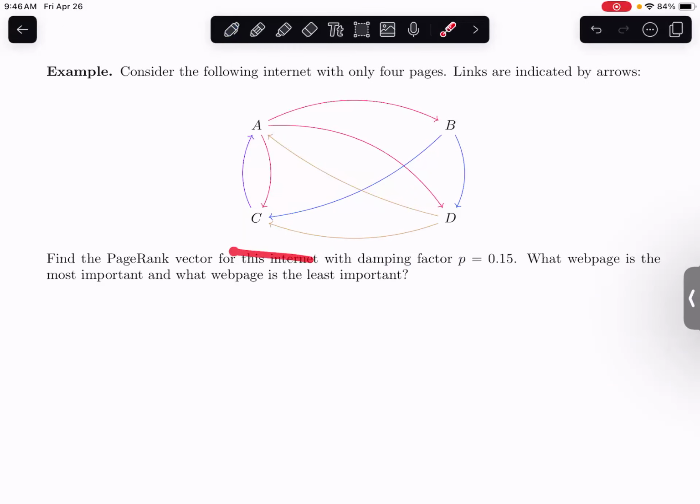So we considered the following internet. It wants you to find the PageRank vector for this internet with damping factor P equal to 0.15. So it wants you to determine what web page is the most important and what web page is the least important.